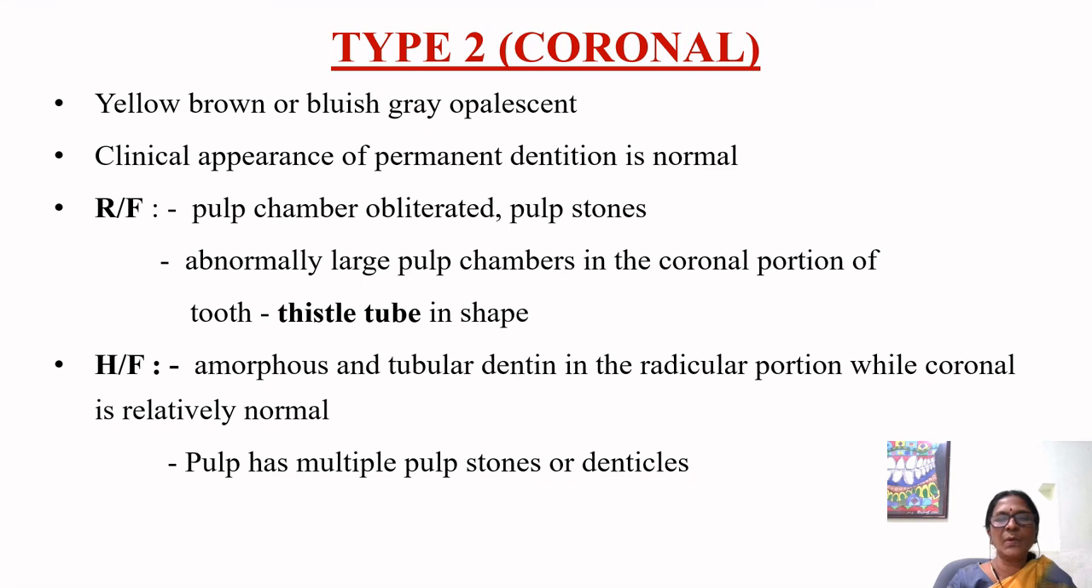Type 2: yellow-brown or bluish-grey opalescent. Clinical appearance of the permanent dentition is normal. Radiographic features: the pulp chamber is obliterated and pulp stones may be seen, with abnormally large pulp chambers in the coronal portion of the tooth, giving rise to a thistle tube appearance of the pulp. Histological features: amorphous and tubular dentin in the radicular portion, while the coronal is relatively normal. Pulp has multiple pulp stones or denticles.